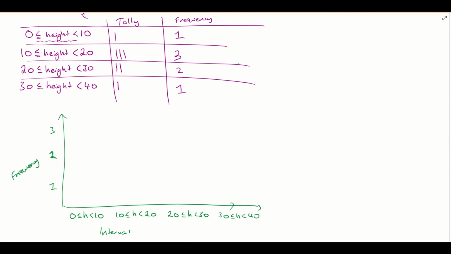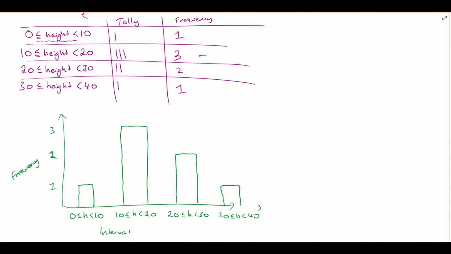Now this is one way of doing it. Then we can get these columns, doing it as we did before. So here we have 1. The next one is 3. This one here is 2. And then this one here is 1 again.